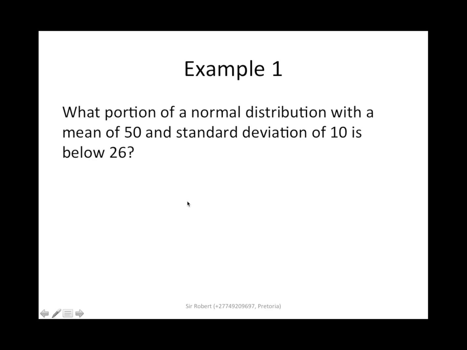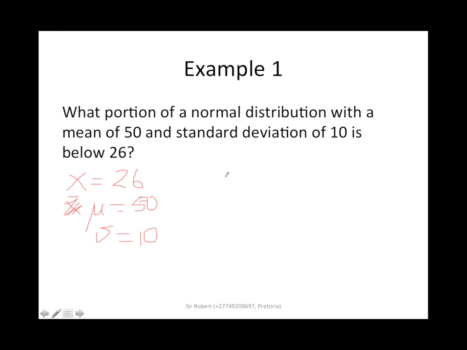So to illustrate this, we will work out the following example 1. What proportion of a normal distribution with a mean of 50 and standard deviation of 10 is below 26? So now this is your data. Your X is equal to 26. Your mean, mu, is equal to 50, and your standard deviation is equal to 10.